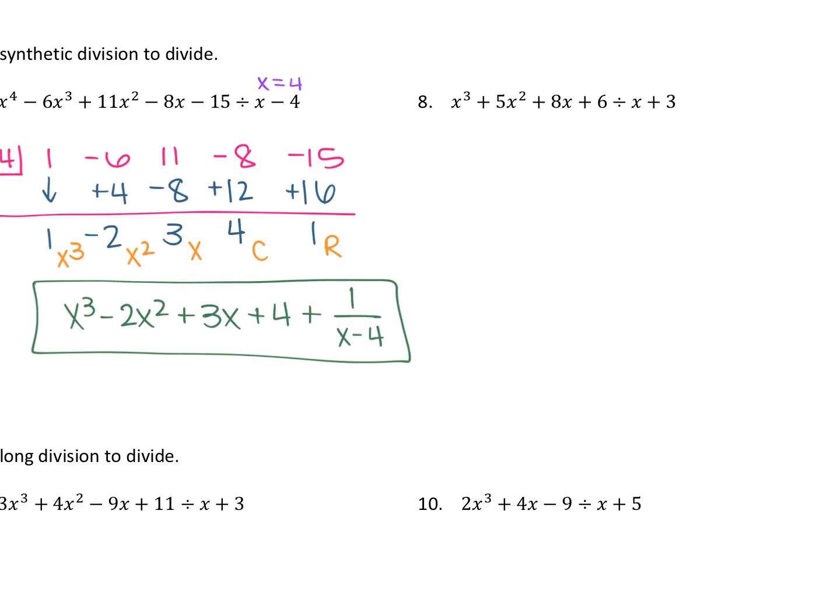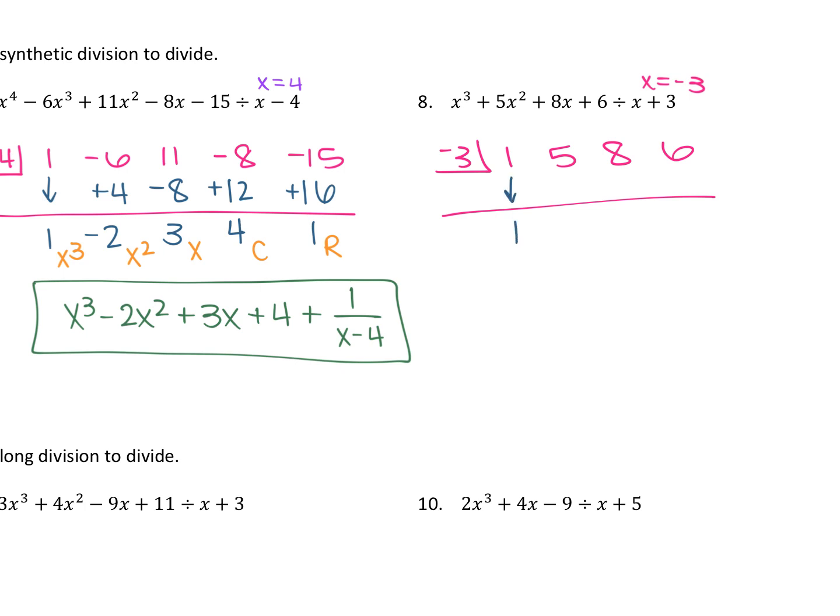For number 8, you have x cubed plus 5x squared plus 8x plus 6 divided by x plus 3. If we set that x plus 3 equal to 0 and subtract the 3 over, you get x is equal to negative 3. So outside goes that negative 3. Inside, you're going to have 1, 5, 8, and 6. Again, we're not missing a power, so you just write those numbers down like you see them.